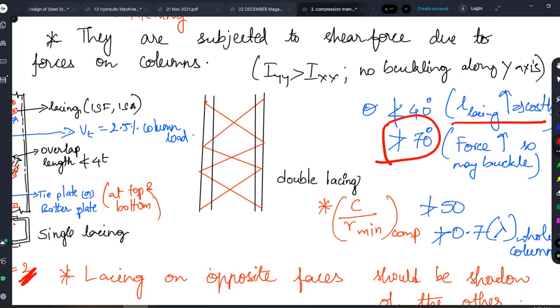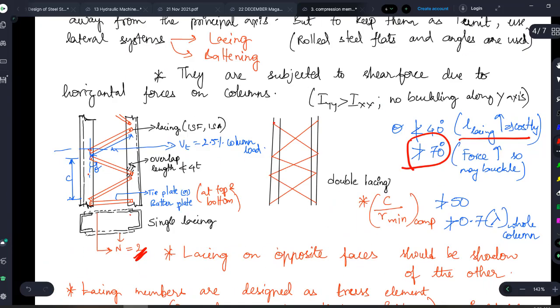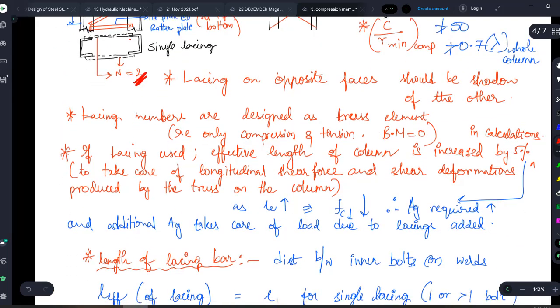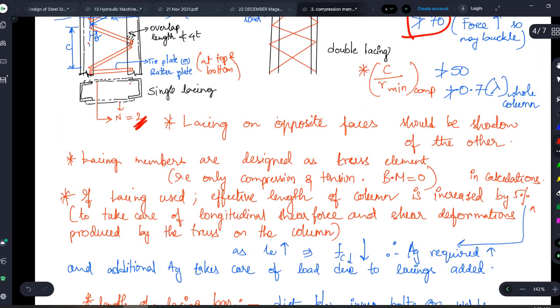But now first let us see the concept of this. The main concept and main bit which you have to remember for your state PSCs is coming now. Let us try to understand what is happening. For a column you are using these lacings. Lacing is a truss. It is also a steel, right? It is made up of steel again. So for your columns you are adding some steel members extra.